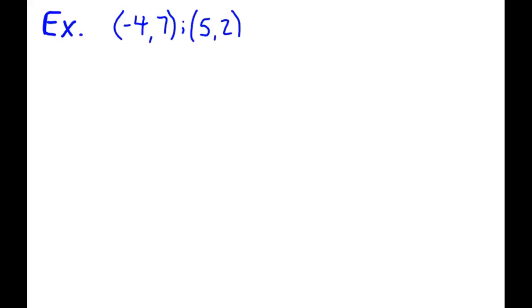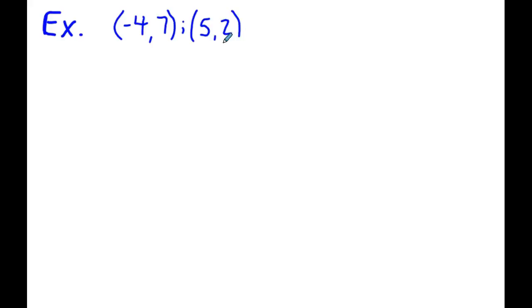Now we're going to go through an example finding the distance between these two points. Our first ordered pair is -4, 7. Second ordered pair is 5, 2. One thing you'll find with the distance formula, it doesn't matter if you make the first ordered pair x sub 1, y sub 1, and the second one x sub 2, y sub 2, or if you made the first one x sub 2, y sub 2, and the second x sub 1, y sub 1. That's not going to matter, and we'll show that in this example.